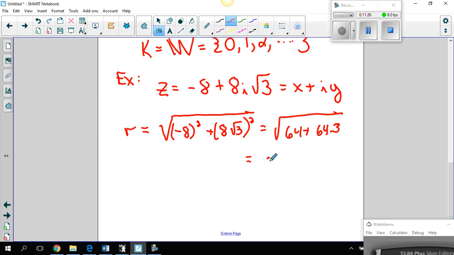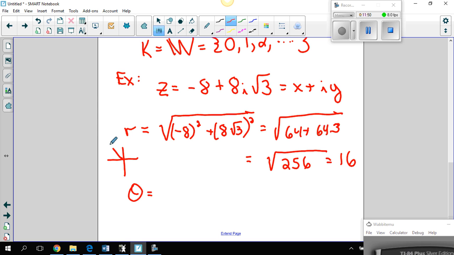equals the square root of 16. Oh no, it is 256, which is 16. Angle theta, once again, what realm are you in?